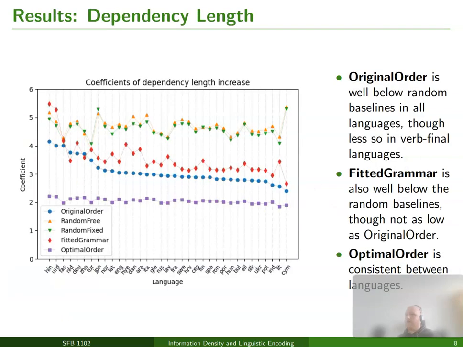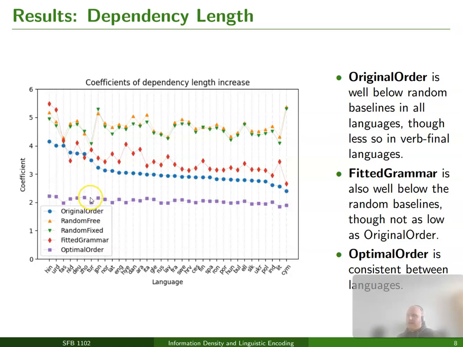So what were the results? Well, first of all, we do see dependency lengths of original order sentences well below the random free and random fixed baselines. And this is in all languages. So that's a good indication this is universal. But we do also see this rising tail on the left, which is made up of verb-final and V2 languages. And that shows the dependency length minimization effect is weaker for these languages, as other researchers have found.